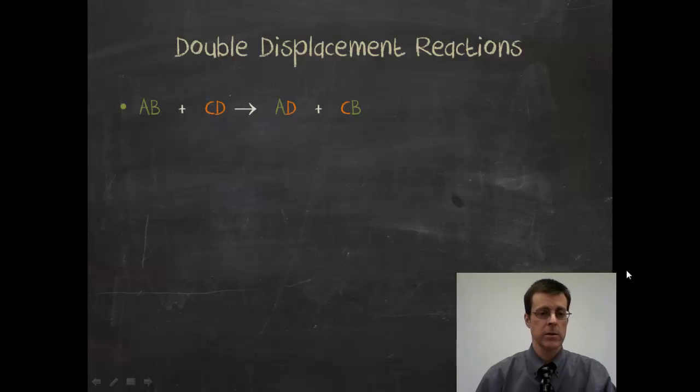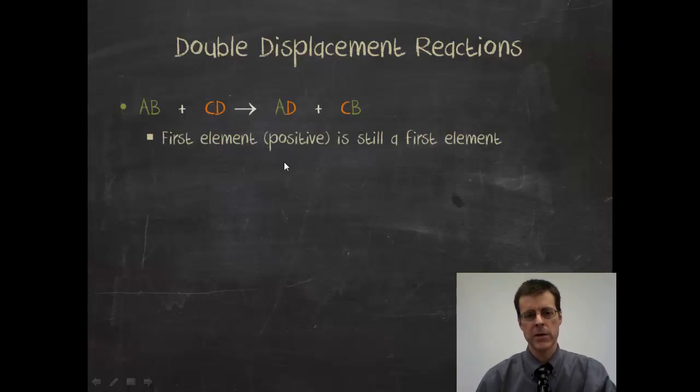With a double displacement reaction, of course, you have two normally ionic compounds, which we're calling A and B, but they're always going to be the positive ion and the negative ion, the positive ion and the negative ion, and two of them switch places. Now, you can think of it as the two positive things rotating out, or you can think of it as the two negative ions rotating out. It doesn't really matter, but we end up with A and D.